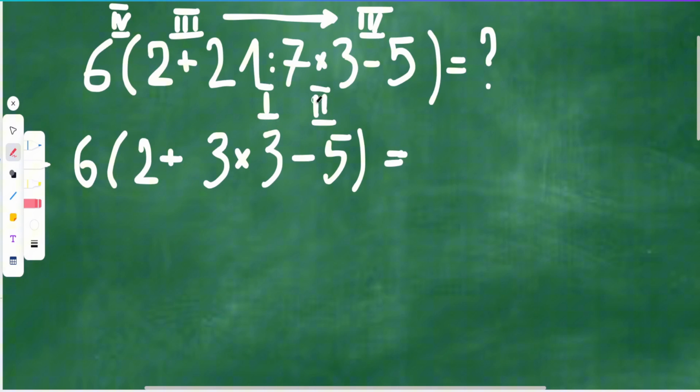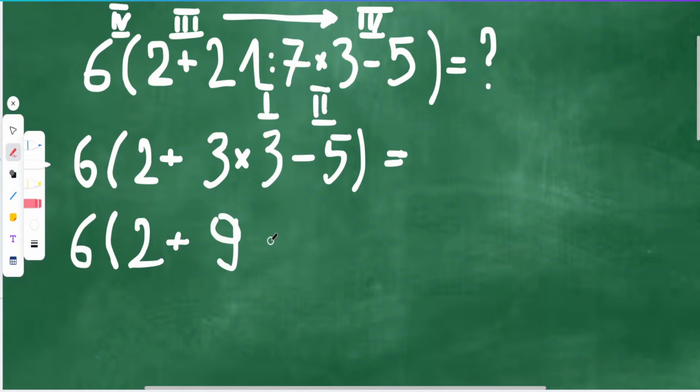At this point, we have to move on to the second part of our operation. That is, perform the multiplication inside this bracket. Here we will multiply. The 6 again, we copy it, is in the last order. We copy the 2 plus 9 minus 5. Now we can add or subtract here in any order. We can subtract 5 from 9 and then add 2. Or first add 2 to 9 and then subtract 5.